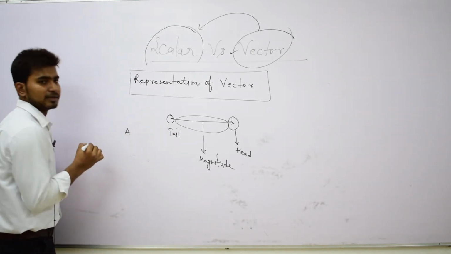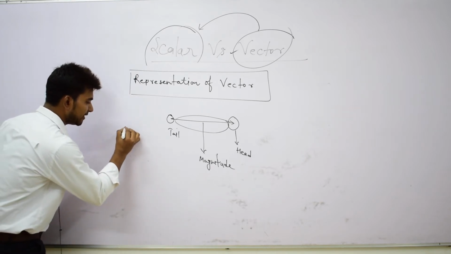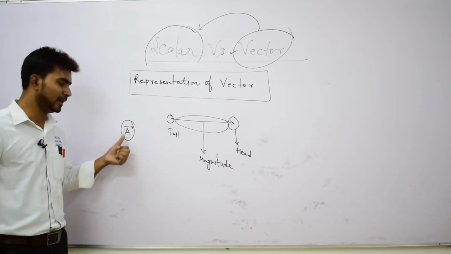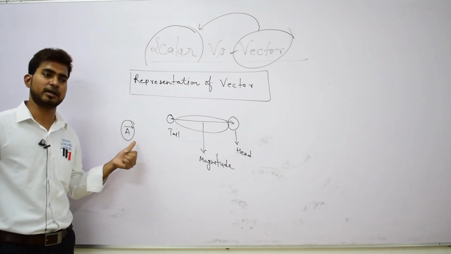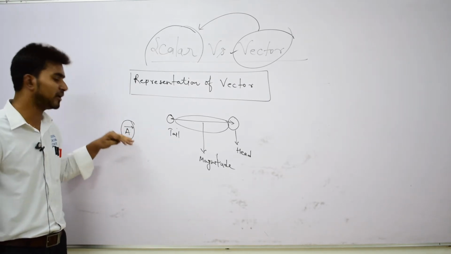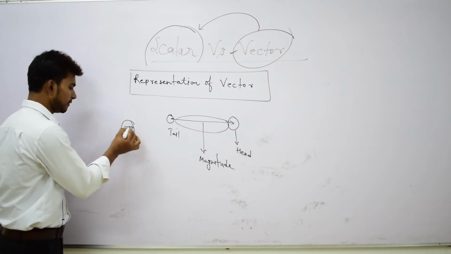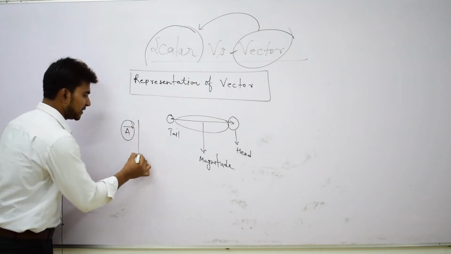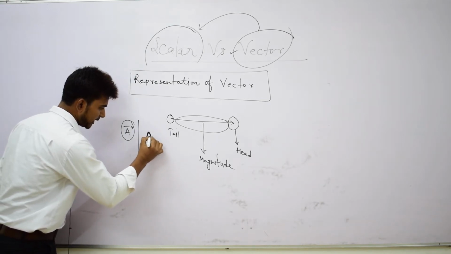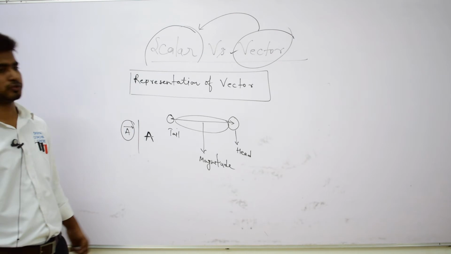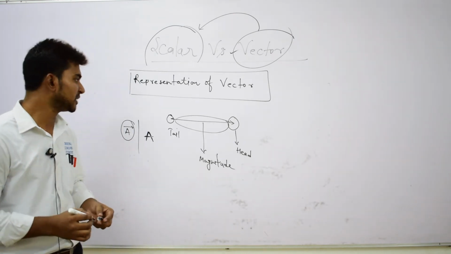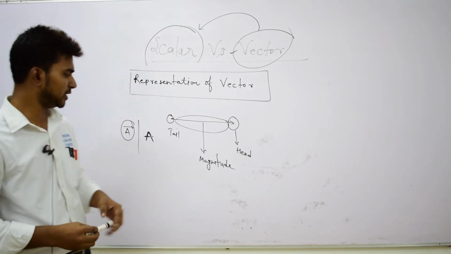Let's suppose I'm just writing any vector. So if A is there, and if I apply an arrow on this particular letter, it represents the vector. So whenever there is a vector representation, always use this vector sign on the head of any letter. Sometimes a vector can be represented by a bold letter also. So these two representations of the vector you need to know, how to express it. Okay, so this is the representation of our vector. You need to remember it.